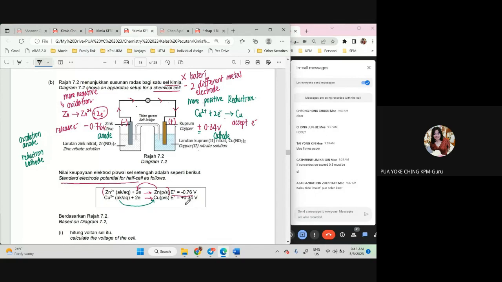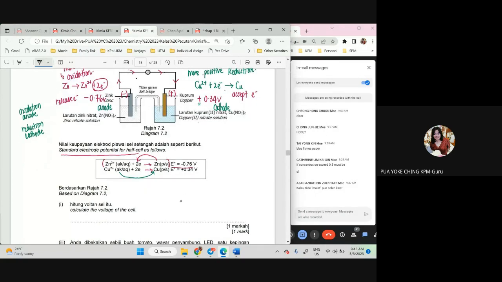So, based on diagram 7.2, hitung voltaic cell. Okay. So, E0 cell sama dengan E0 anode tolak E0 cathode tolak E0 anode. Saya terbalik pula. Okay, E naught cell sama dengan E naught cathode tolak E naught anode. Okay, C tolak A. So, E naught cell sama dengan E naught cathode.